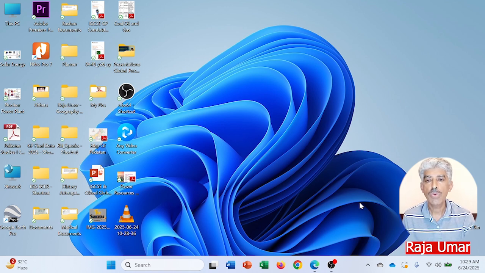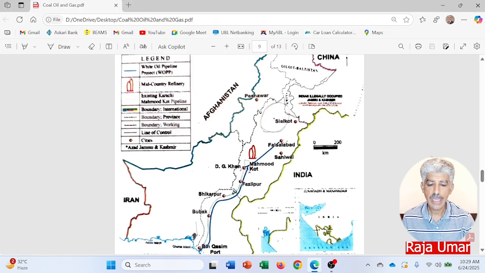And then we talked about oil extraction, the process of how oil rigs are installed and how oil is extracted. Then we talked about the locations of oil production, that is Lower Sindh and the Potwar Plateau. So, starting from where we left off, here we have a map.